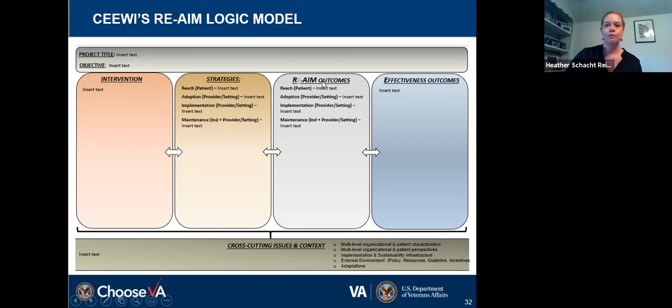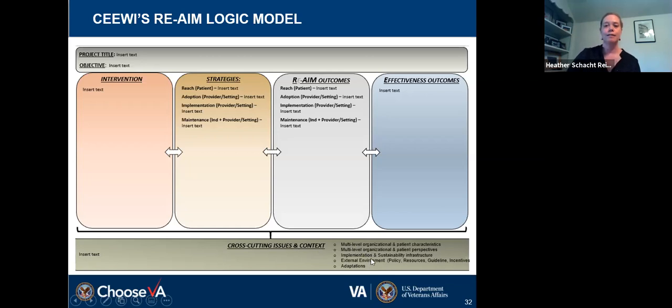And then we use the RE-AIM outcomes, but you can see that the E is grayed out. So we really focused on reach, adoption, implementation, and maintenance here. And then effectiveness in the last one. And then here's the cross-cutting issues and context.